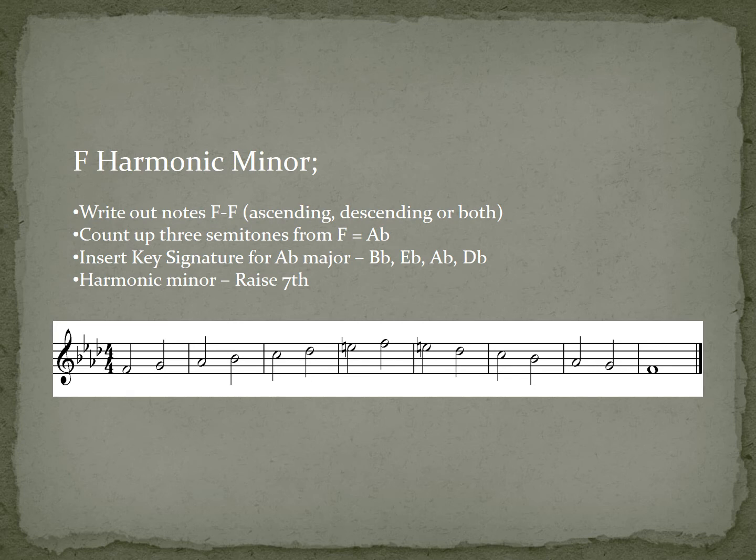Second example, F harmonic minor. Write the notes of F to F, either ascending, descending, or both, whatever is required. Count up the 3 semitones, a minor third from F, and you'll find you land on an A flat. So that's A flat major. Insert the same key signature, A flat major: B flat, E flat, A flat and D flat. And then because it's the harmonic minor, it has the 7th degree raised. So in this particular case, the E flat has to be raised to a natural sign. And you can see that both ascending and descending.